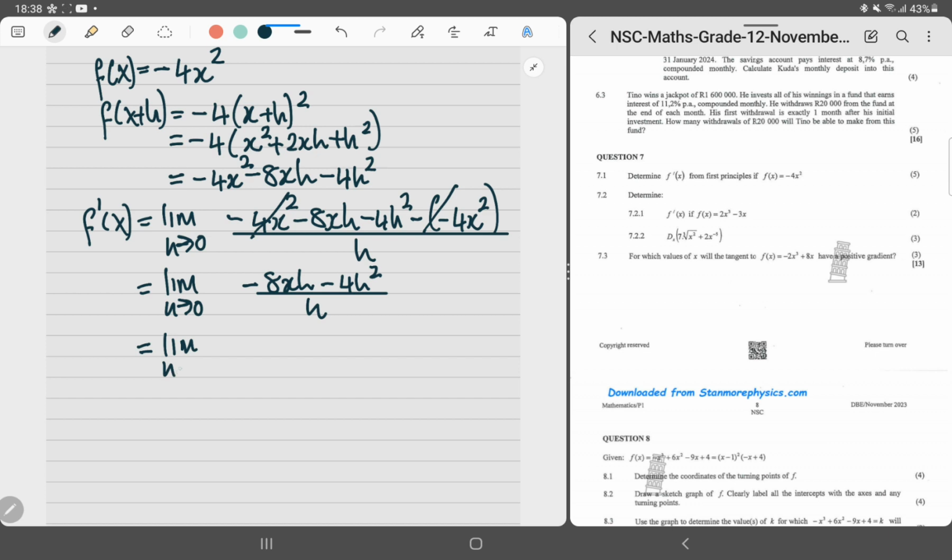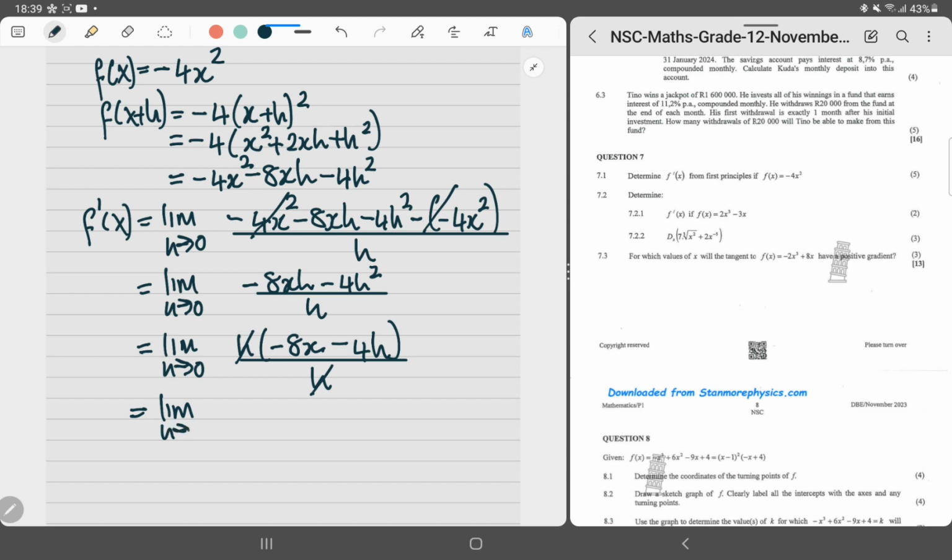So limit as h approaches 0, we are going to take out a common factor of h. So we'll be left with negative 8x minus 4h, over h. So that when you multiply with the h, you're going to get back to minus 8xh, and then you'll get minus 4h squared. So the h will take care of the h.